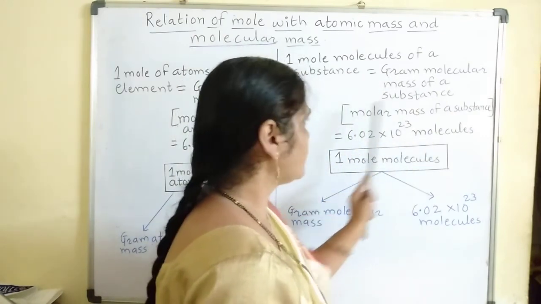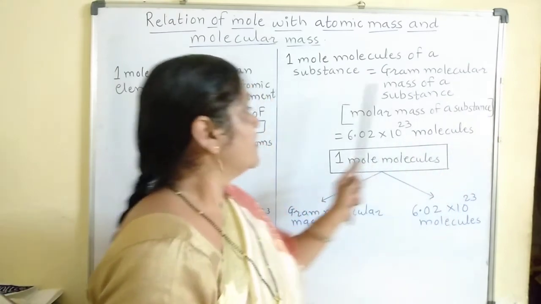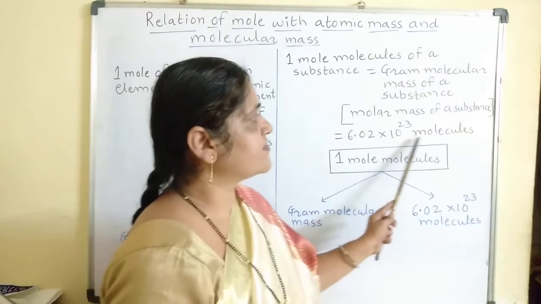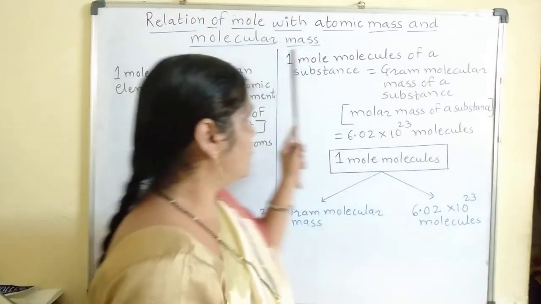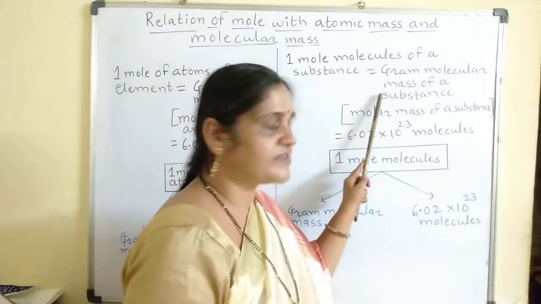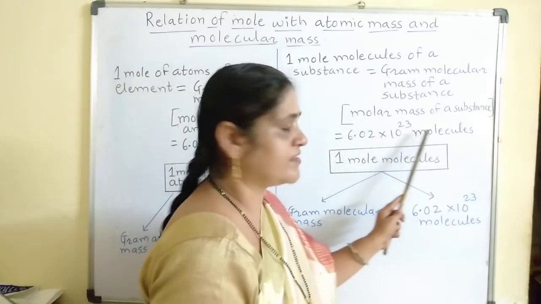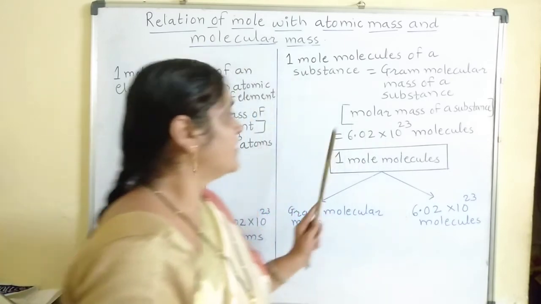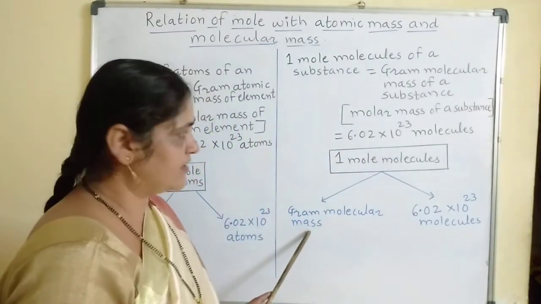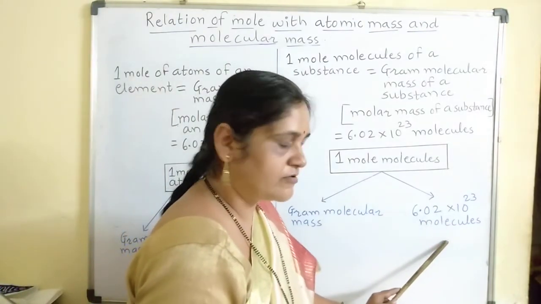Now for molecules, 1 mole of molecules of a substance is equal to the gram molecular mass of the substance, which is also equal to the molar mass of the substance. So 1 mole of molecules of a substance is equal to the gram molecular mass of the substance, which is equal to 6.02 × 10^23 molecules of the substance.